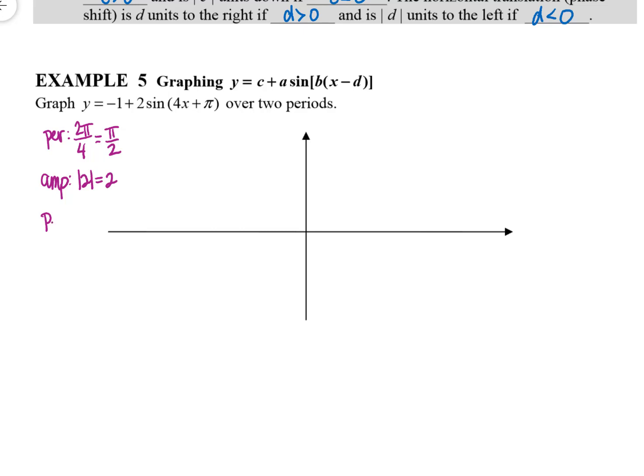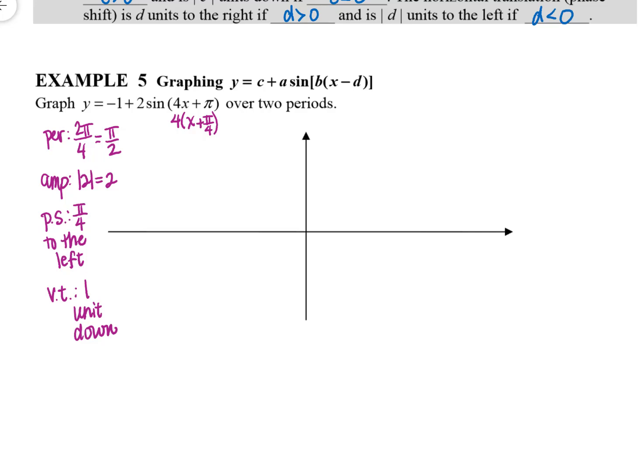The phase shift, we can find this by factoring out the 4. So we'd have x plus pi over 4, because if I distribute the 4, then I'll end up with pi. So the phase shift is pi over 4 to the left. We know this is to the left because there's a plus. It's x plus pi over 4. The vertical translation is 1 unit down. And this is because c is -1 and c is less than 0, so we know it's going to go down.